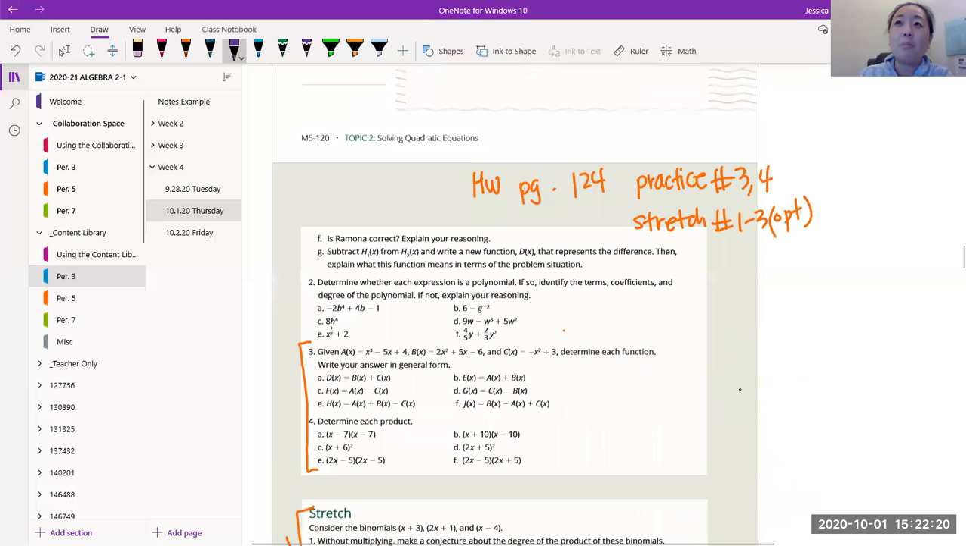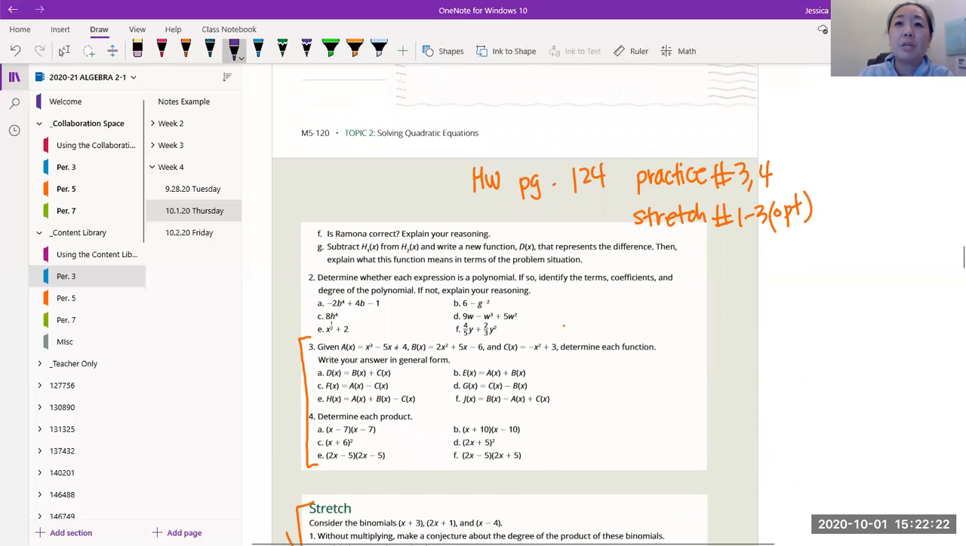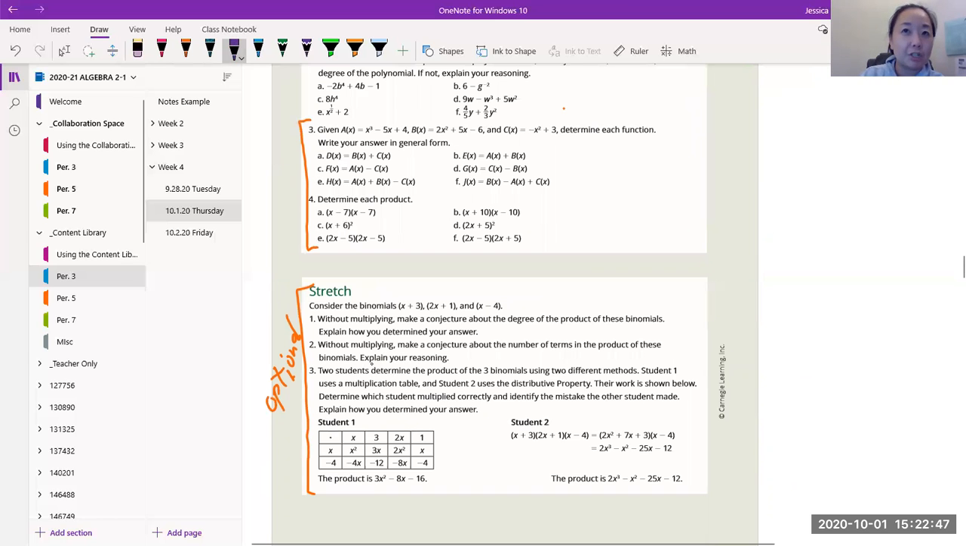All right. And your homework is going to be right here. So here, given these functions, a of x, b of x, and c of x, you're going to just make these new functions, like we did on Tuesday, and you're going to be adding polynomials together. And for number 4, you are going to be practicing what we did today, which is multiplying. You could do it with the box method, the area method, or you could do it with distributive. Either one, doesn't matter, because it's the same thing, right? And if you want to give yourself a little bit of a stretch, try this one. It is optional, all right?